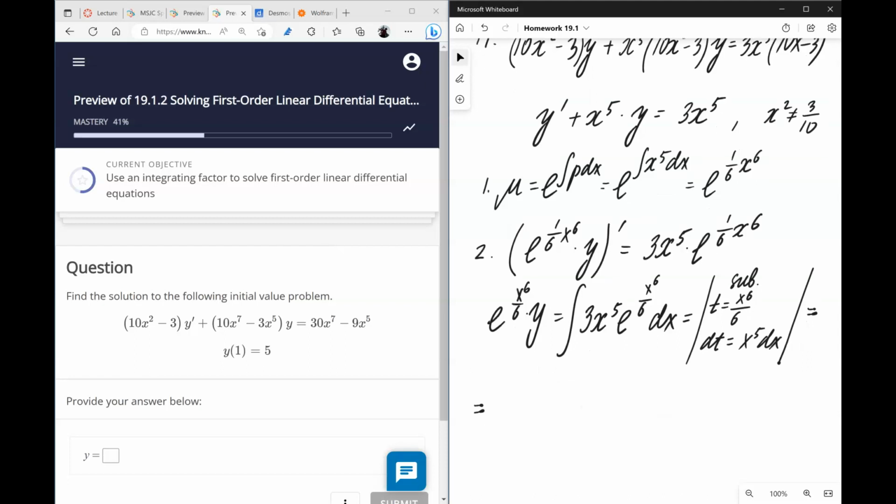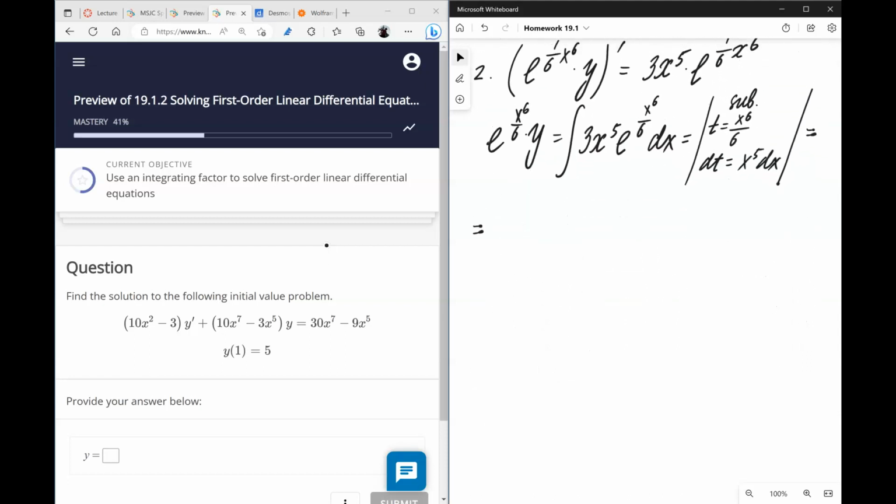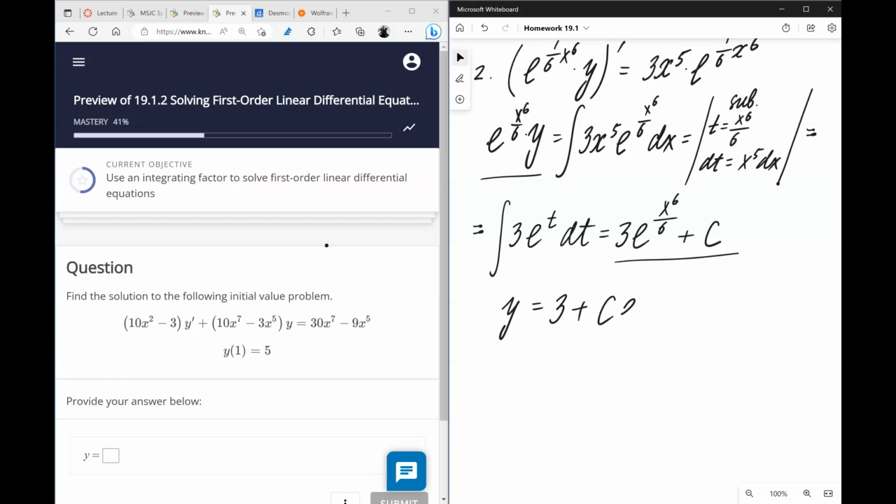So the whole integral now becomes an integral of 3 e to the t dt. So it's 3 e to the t, but t is x to the 6 over 6 plus c. Now, isolating y by dividing both sides by that e to the power x to the 6 over 6, we get y is equal to 3 plus c e to the power negative x to the 6 over 6. Now we're going to use the fact that y of 1 is equal to 5.